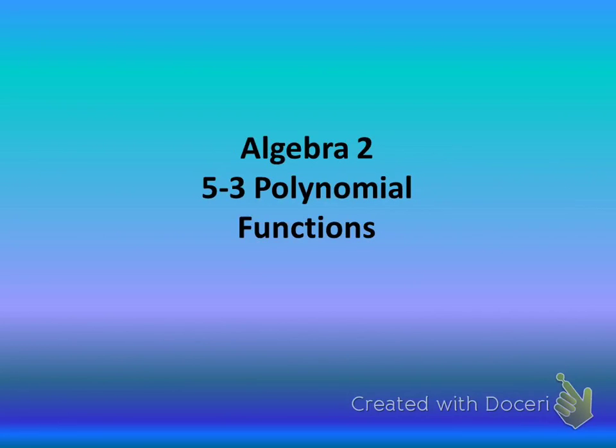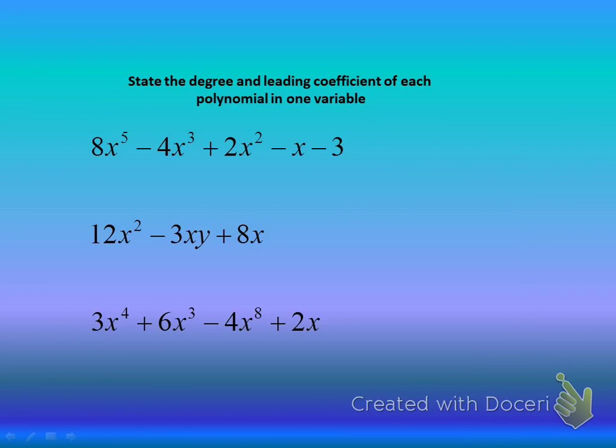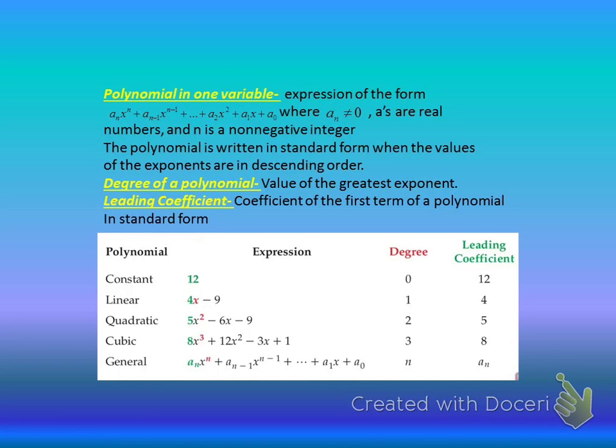All right. First slide, though. Polynomial in one variable. Its definition is quite ugly. All right, definition, polynomial in one variable: an expression of the form blah, blah, blah, where a sub n does not equal 0, the a's are real numbers, and n is a non-negative integer.